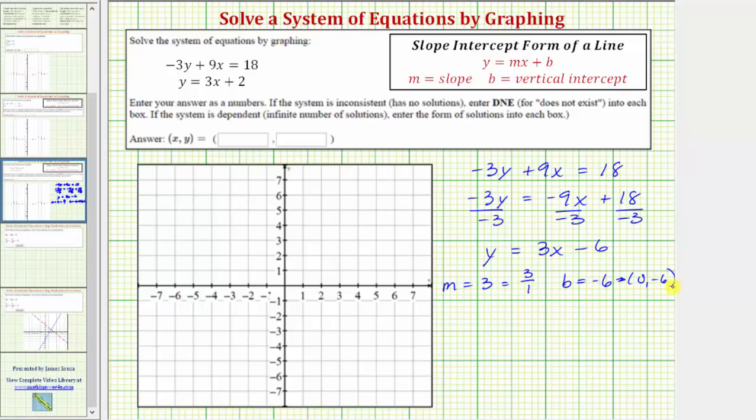So we'll first plot the vertical intercept, 0, negative 6. Remember, the slope gives us the ratio of the vertical change to horizontal change. So because the slope is 3 over 1, from the vertical intercept, we go up 3 units and right 1 unit. And let's do this multiple times. Up 3, right 1, up 3, right 1. This is the graph of the first linear equation.